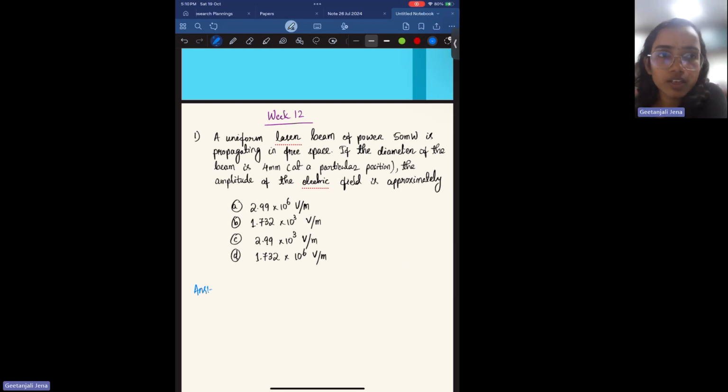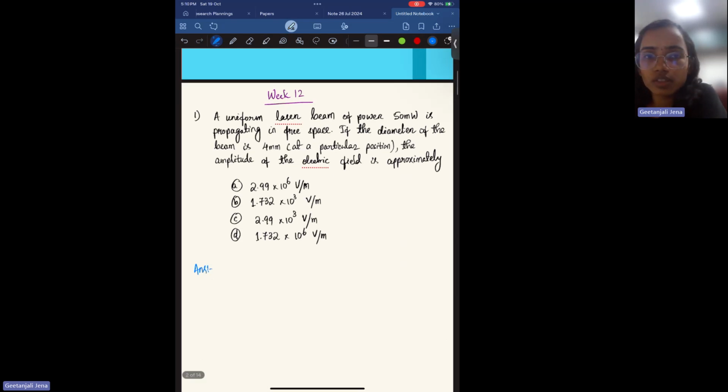So let me read out the question for you. The question says a uniform laser beam of power 50 milliwatt is propagating in free space. If the diameter of the beam is 4 millimeter at a particular position, the amplitude of the electric field is. So this is similar to one of the problems of assignment 12. So let us see what is given to us.